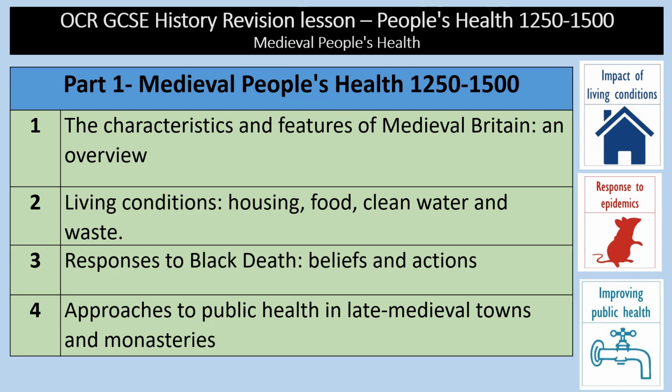Okay, so in terms of the spec for this, you need to know the characteristics and features of medieval Britain, an overview. You need to know about living conditions, and within that is housing, food, clean water and waste. You need to know about responses to the Black Death, the beliefs the medieval people had for it and the actions they took, and then the approaches to public health in late medieval towns and monasteries.